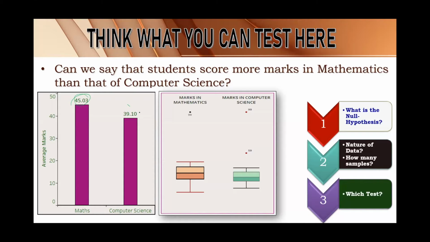Are the differences we observe statistically significant, or are they differing because of the sampling, because of the sample information? Okay, so friends, what will be the null hypothesis in this case? What is the nature of the data? How many samples? Which test do we have to use? Revise in your mind all these issues. Okay, and I want your reaction to that.